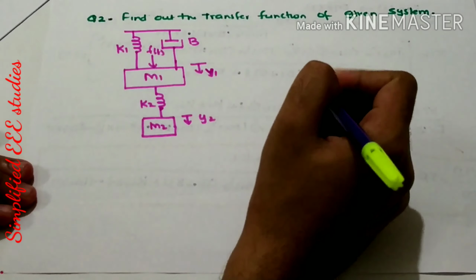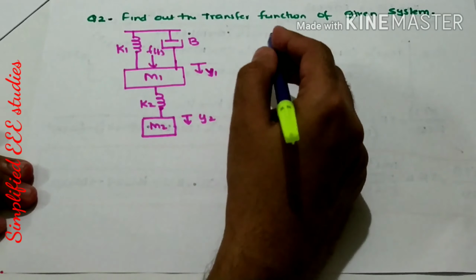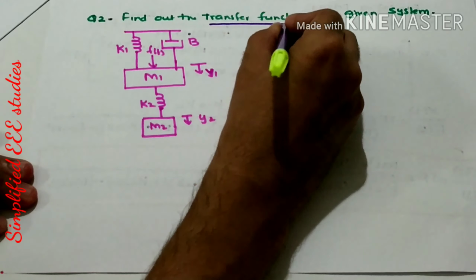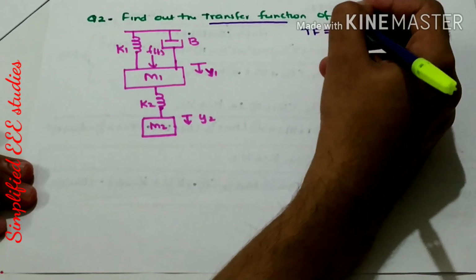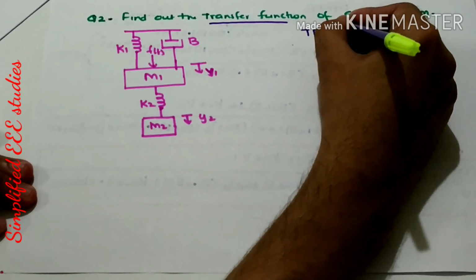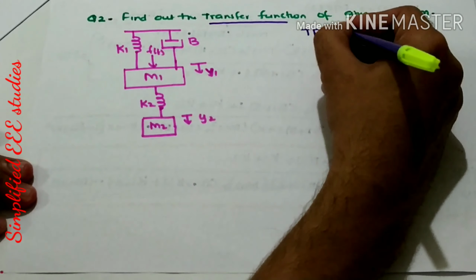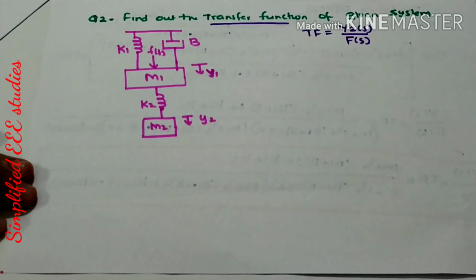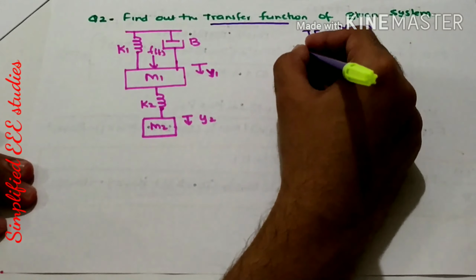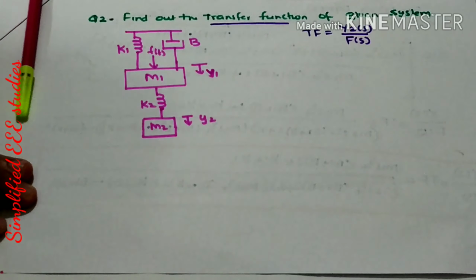One system has been provided to you, and you have been asked to calculate the transfer function of the given system. So what is the transfer function? It is the Laplace transform of output, Y2(s), divided by the Laplace transform of input, F(s). This has to be calculated. So what is the first step? I need to draw the free body diagram of M1, so let us draw it.